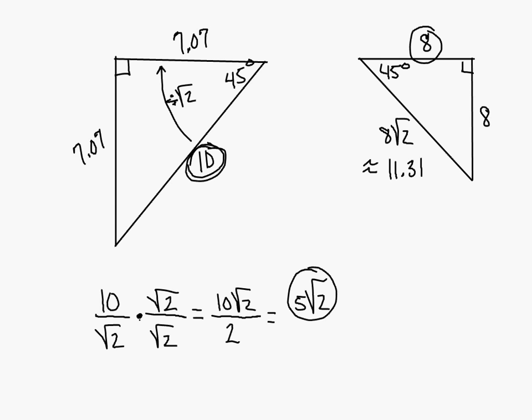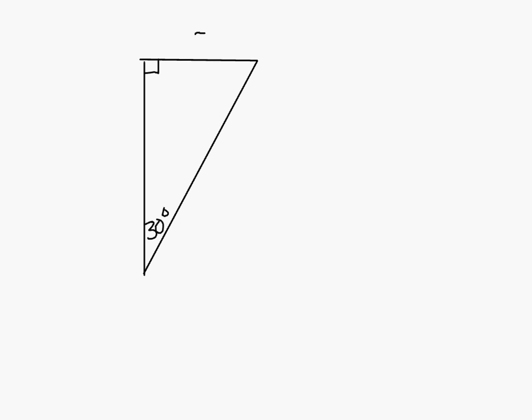So let's talk about 30, 60, 90s. We'll start off with the easiest situation first. 30, 60, 90 right triangle, and you're given the short leg. It's 5. If the short leg is 5, what's the hypotenuse? It's 10. It's twice as big.